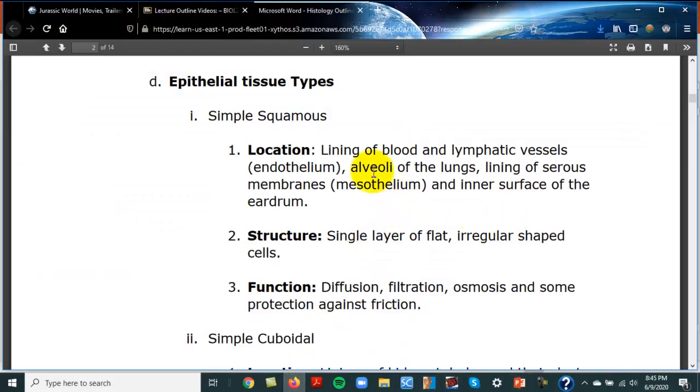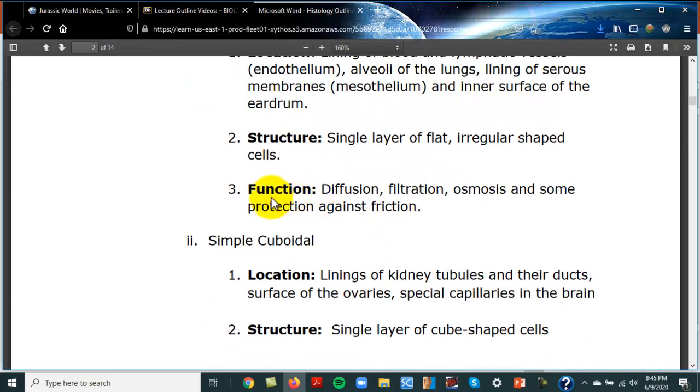So, location: lining of blood and lymphatic vessels, and the alveoli of the lungs is probably the main place. Serous membranes, which are things that line cavities and organs within the body, like the parietal pleura and the visceral pleura. It's a single flat layer of irregularly shaped cells, and their function is diffusion, osmosis, and filtration. Those are the main three.